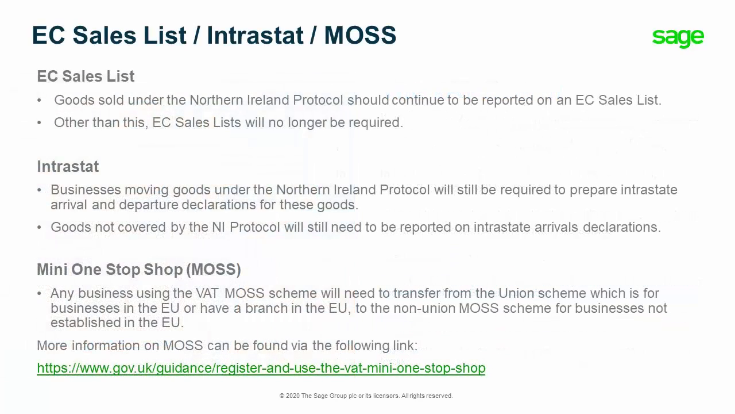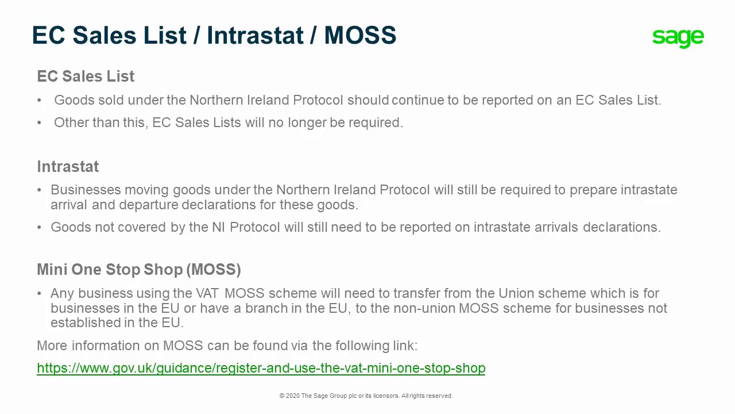Other things to consider are EC sales list, Intrastat, and mini one-stop shop or MOS. So for EC sales list, any goods sold under the Northern Ireland Protocol should continue to be reported on an EC sales list. But other than this, EC sales list will no longer be required. For Intrastat, businesses moving goods under the Northern Ireland Protocol will still be required to prepare Intrastat arrival and departure declarations for these goods. Goods not covered by the Northern Ireland Protocol will still need to be reported on Intrastat arrivals declarations, but that's only on a short-term basis, so for 2021, in order to gain the required statistics.